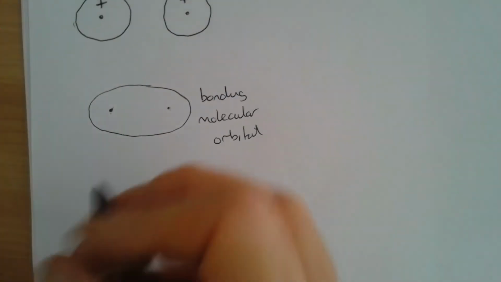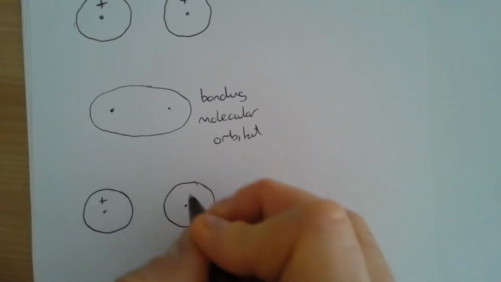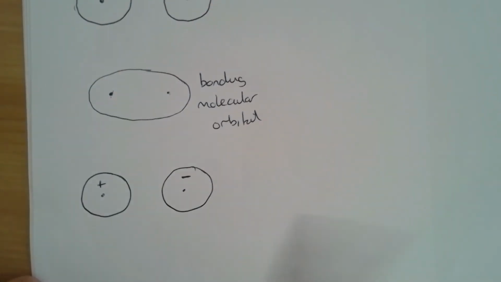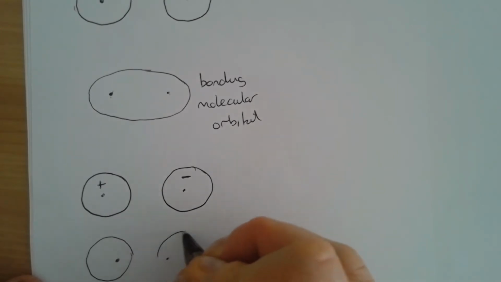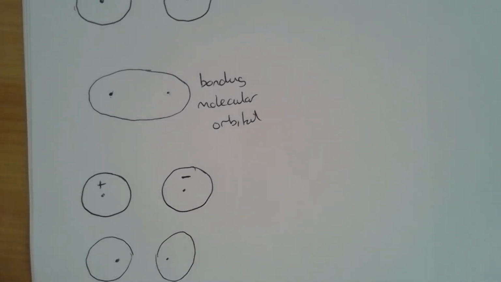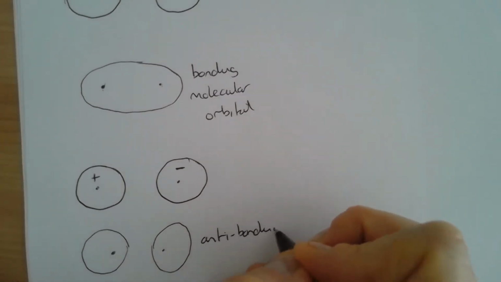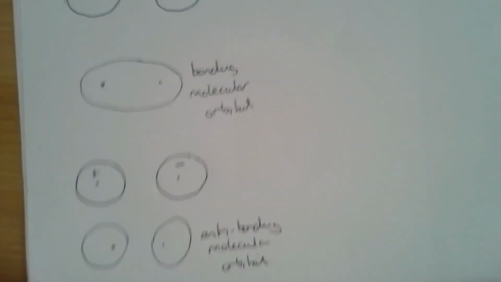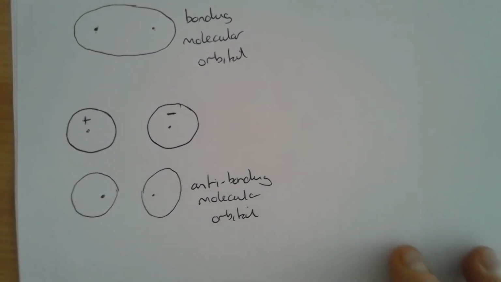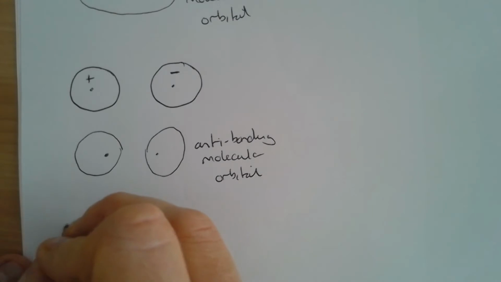The same thing can happen as happened with our p orbitals. So it happens to be that at this part of the wave, this is in the positive displacement, this is in the negative displacement, and they cancel each other out. So again, this is called an anti-bonding molecular orbital. So both of those orbitals that we have seen can be formed by s orbitals.